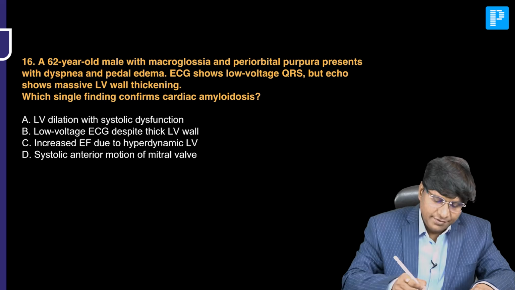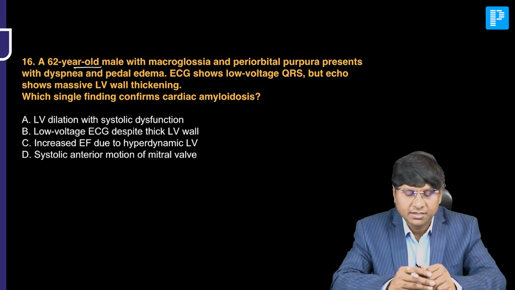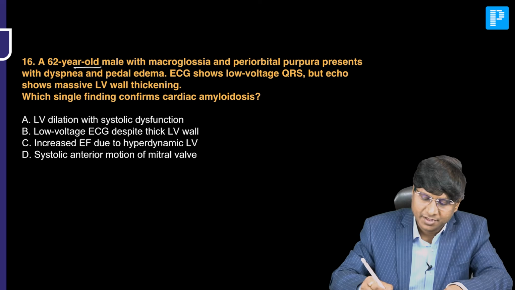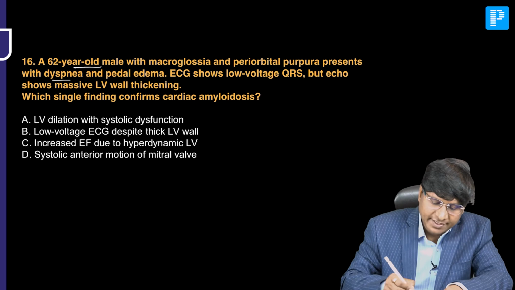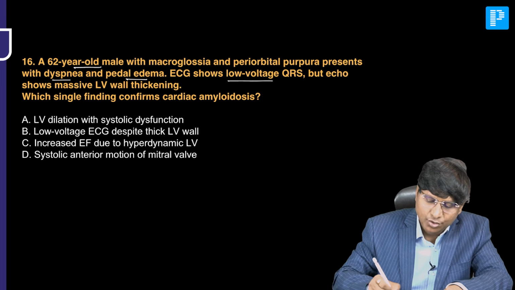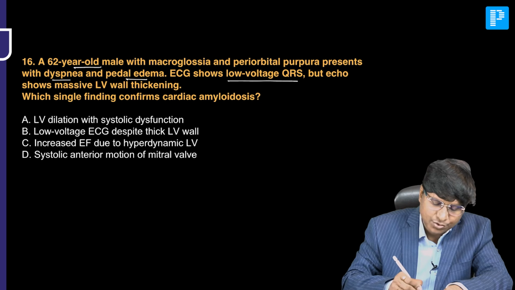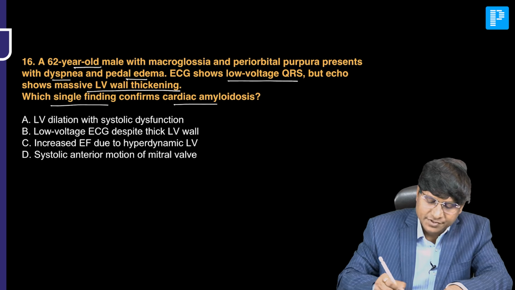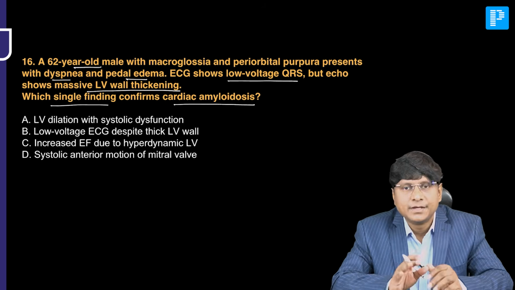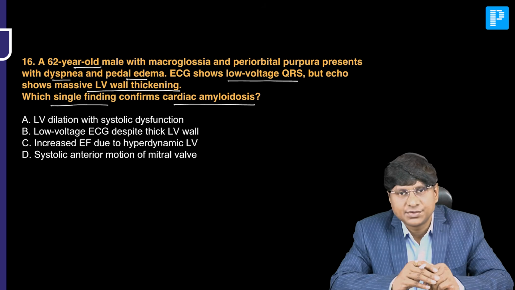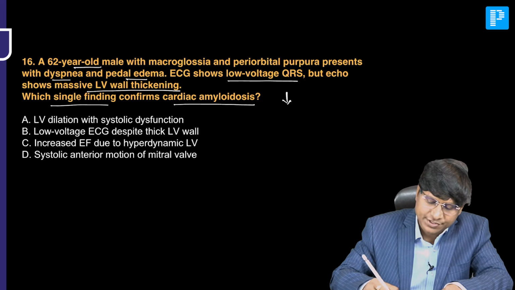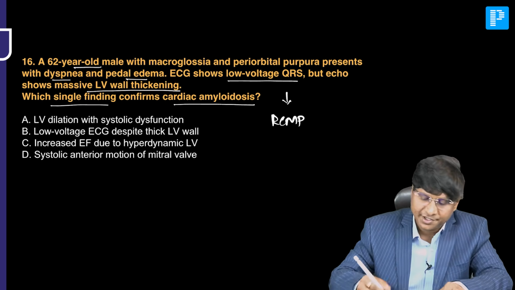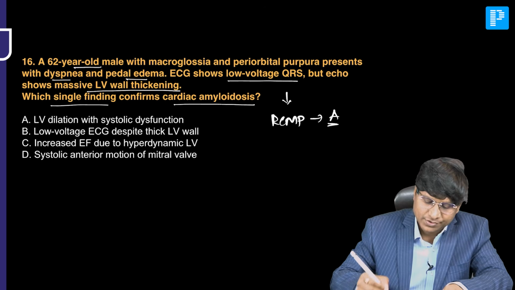Next question. We have a 62-year-old male with macroglossia and periorbital purpura, who presents with dyspnea and pedal edema. ECG showed low voltage QRS complex, but echo shows massive left ventricular wall thickening. Which single finding confirms the cardiac amyloidosis? So what is this clinical scenario suggestive of? This clinical scenario is suggestive of restrictive cardiomyopathy, because the most common cause for restrictive cardiomyopathy is amyloidosis.